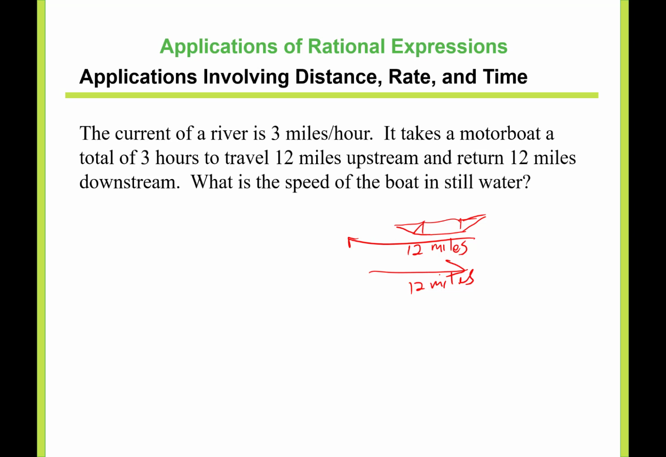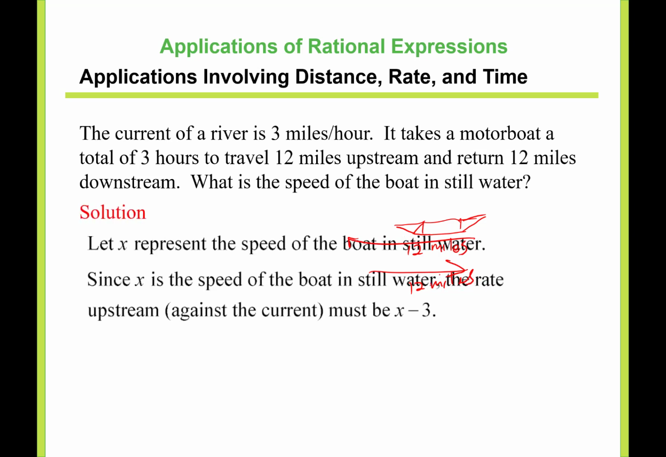All right. So the current of the river is 3 miles per hour. Let's just put this right down right here. We know the current is 3 miles per hour. So since x is the speed of the boat in still water, we know that upstream we are going against the tide. So going against the tide, we're simply going to be subtracting 3 from x. Because if x is representing the speed of the boat, I know that it's going to get some resistance from the water once it's going upstream.